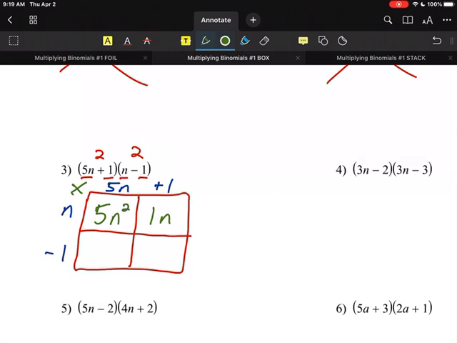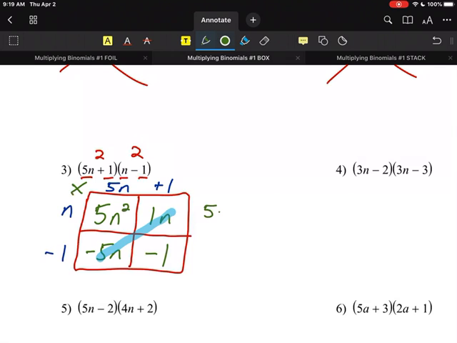Okay, so then you go down here. 5n times negative 1, negative 5n. And then the 1 times negative 1, you got negative 1. So I'm multiplying where they meet and putting that answer in the box that they meet. All right. And then you can combine like terms, all right? All you do is combine the 2 middle ones.